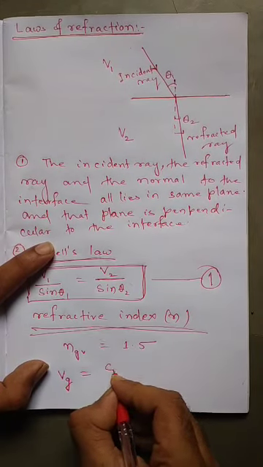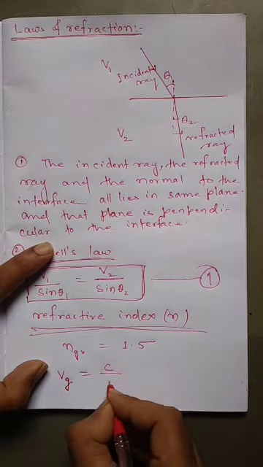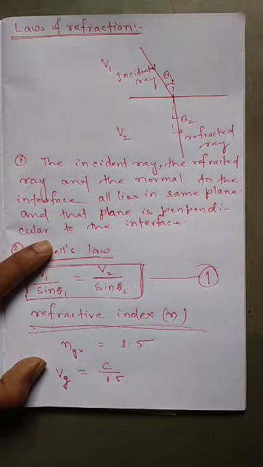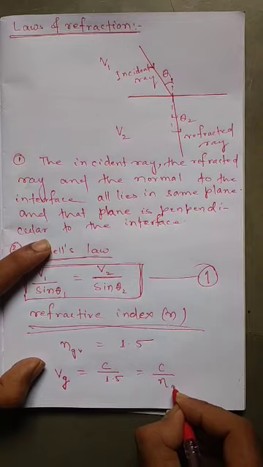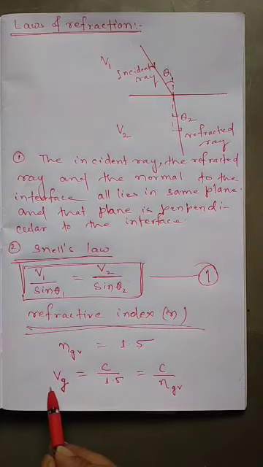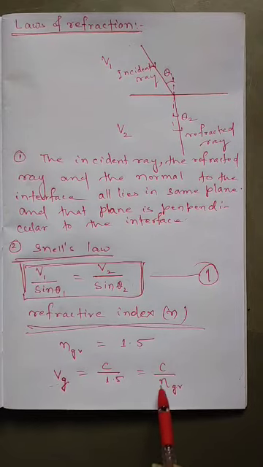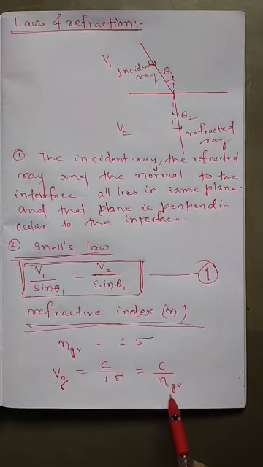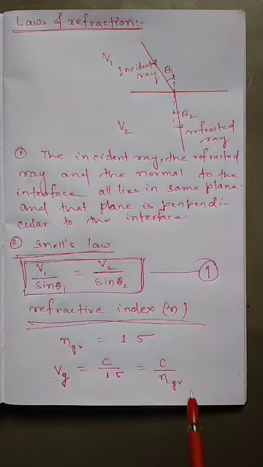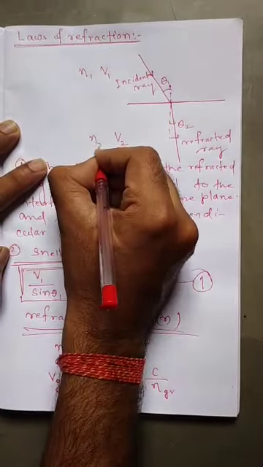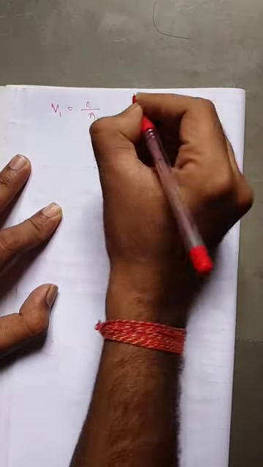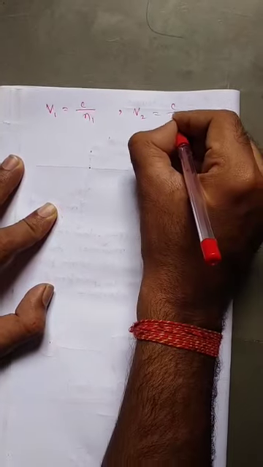The velocity of light in vacuum is c and the velocity of light in glass is 1.5 times slower, so I divide by 1.5. So c divided by 1.5, where 1.5 is the refractive index of glass. So the velocity of light in any medium is defined as the ratio between the velocity of light in vacuum and the refractive index of that medium. If the refractive index of medium 1 is n1 and of medium 2 is n2, then I can write v1 is equal to c upon n1 and v2 is equal to c upon n2.